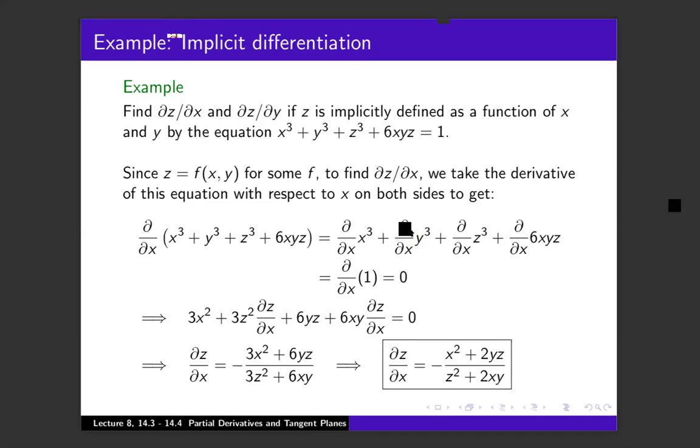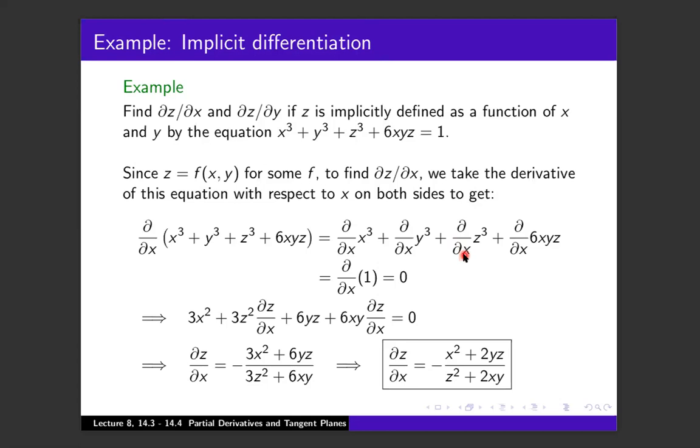But then that leaves del x of z cubed. A common mistake is to think that that thing is 0 because it's a different variable. But it's not 0 because z depends on x. In this case, we are assuming that z depends on x. And if z is a function of x, which means z cubed is a function of x.